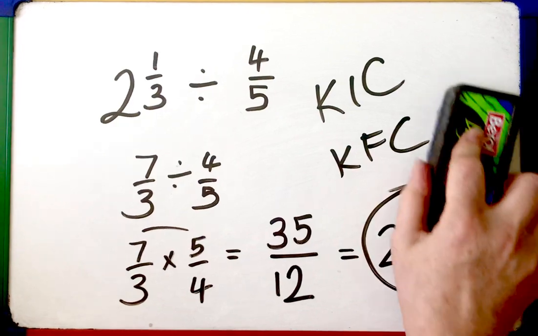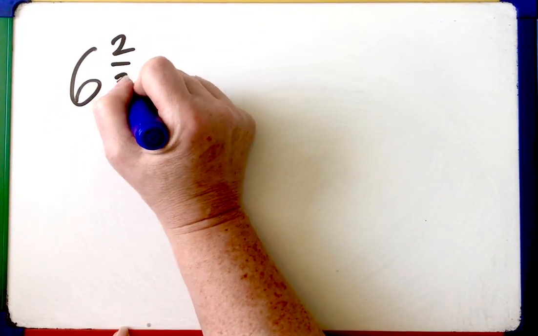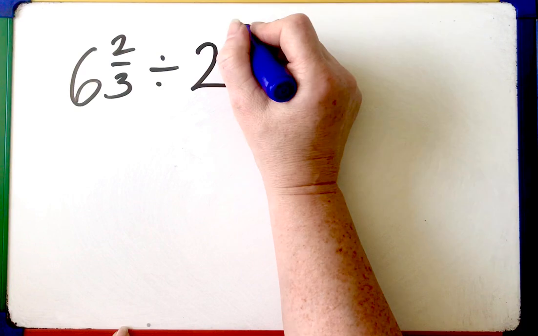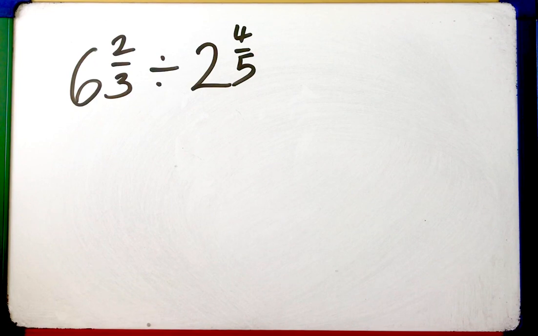Let's do one more. An example where they are both mixed numbers. So we'll have 6 2/3 divided by 2 4/5. I know that looks a really nasty question, but do what you know you have to, change them into improper fractions.